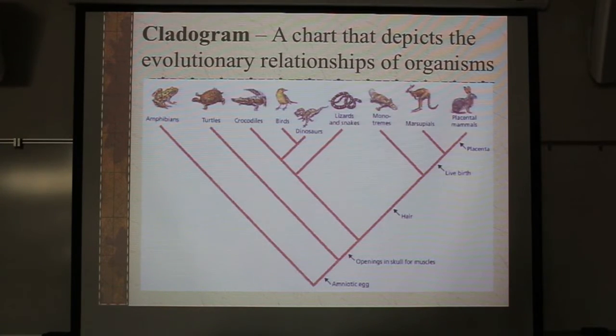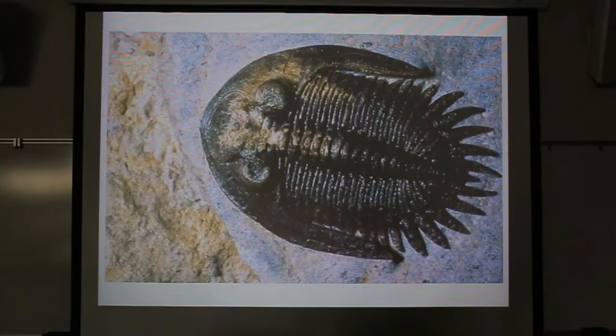What the splits mean is that an evolutionary event has taken place. It doesn't tell you how long ago that took place, but the only thing you can get from that event is that that split had to have happened after this split, for example. Okay, so that's the idea of a cladogram.